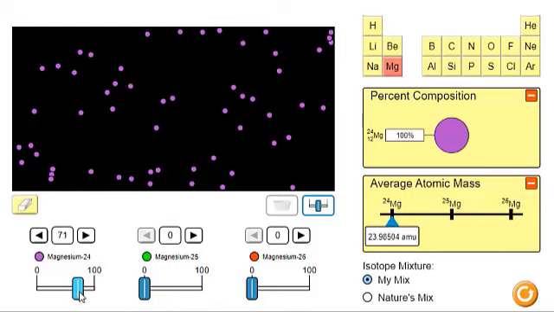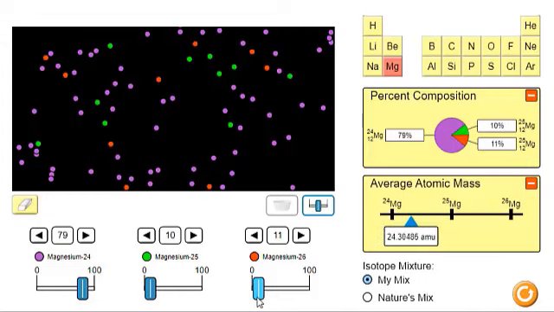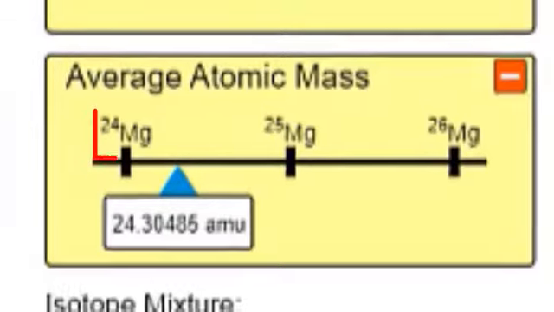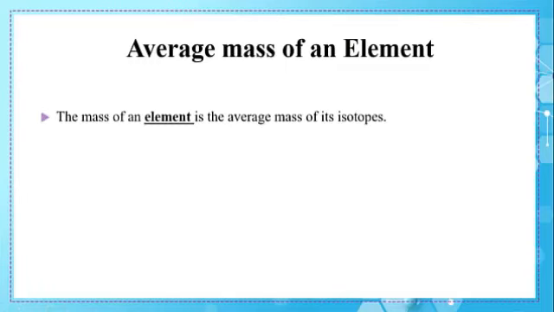The percentage abundance of magnesium 24 is 79%, and that of magnesium 25 is 10%, while the percentage abundance of magnesium 26 is 11%. Since the percentage abundance of magnesium 24 is the highest, this isotope will have a significant effect on the average atomic mass. In fact, the average atomic mass of the magnesium element is 24.3 AMU, which is nearest to the atomic mass of magnesium 24. So the mass of an element is the average mass of its isotopes.